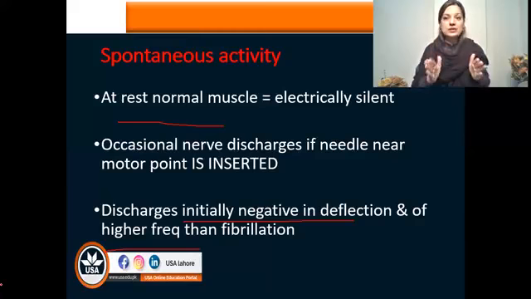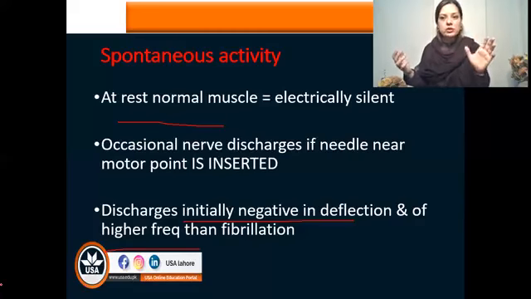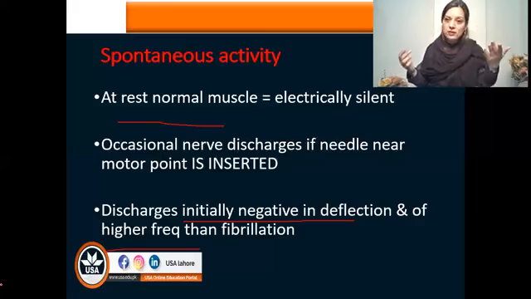We need to understand the normal way a muscle behaves, so that when I tell you about the abnormal behaviors of the muscle, you understand that the normal muscle is electrically neutral, electrically silent, and when you insert a needle, it shows some deflection or discharge that is initially negative, and of higher frequency.